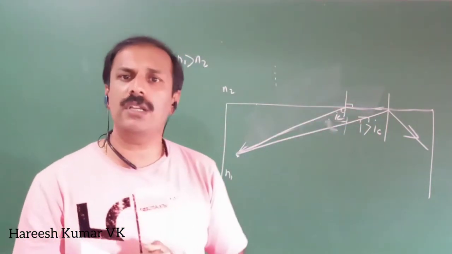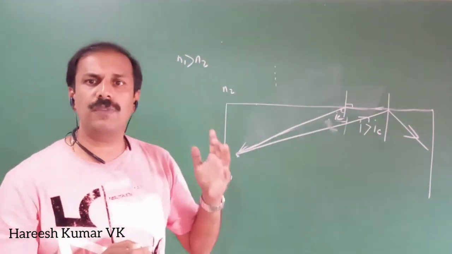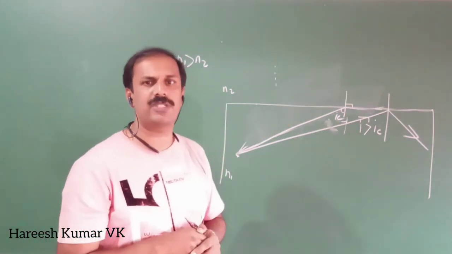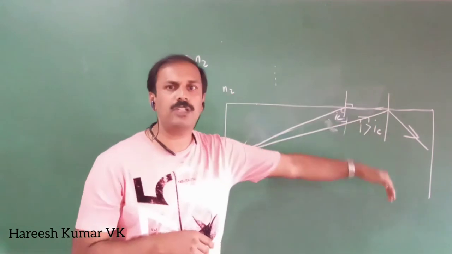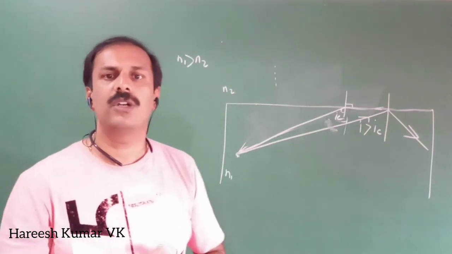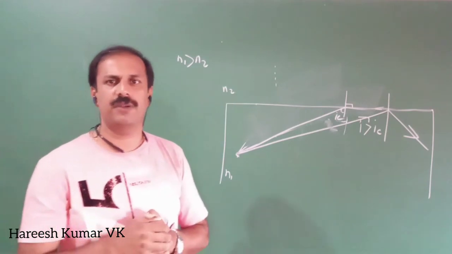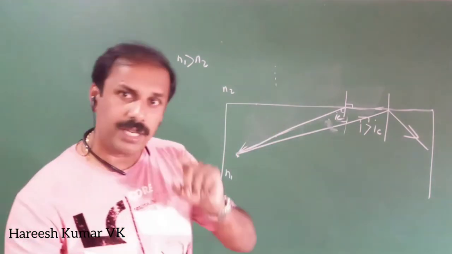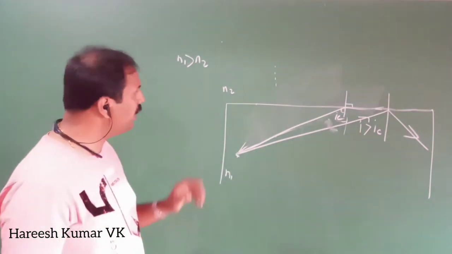So what does total internal reflection mean? When the angle of incidence is more than the critical angle, refraction will not take place. The entire light will reflect back into the same medium. That is called total internal reflection. So that's about total internal reflection. The physical conditions we have already discussed.